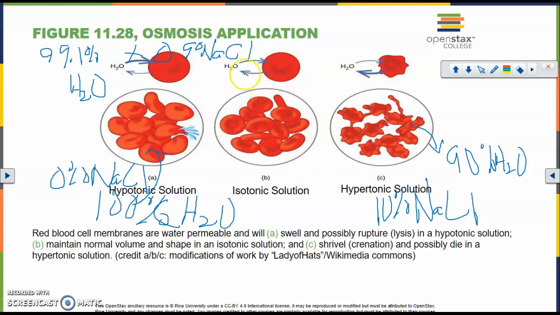This is the reason why we have to inject, especially in the bloodstream, isotonic solutions to patients. Isotonic solutions mean they have the same concentration of salt. So if I inject a similar 0.9% sodium chloride solution, what happens is since the water concentrations are equal between the solution and the red blood cells, there is no net flow of water. That is called osmosis.